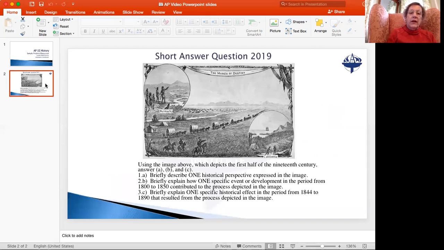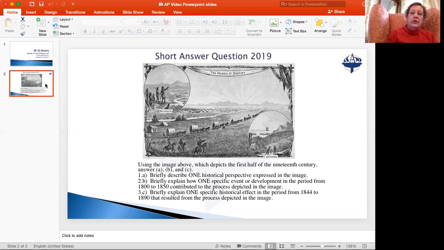The AP curriculum is divided into 9 parts, and the exam itself is divided into 2 parts. The first part consists of short answer questions and multiple choice questions. The second part consists of the essay portion of the exam, both long essay questions and document-based question. This particular question is, as you can see, a short answer question taken from the 2019 exam.